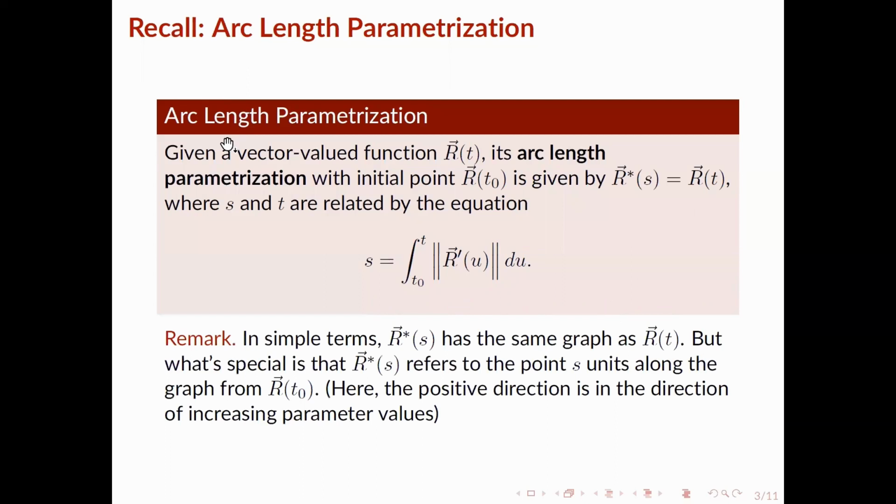So in simple terms, R star of s has the same graph as R. But what's special is that R star of s refers to the point s units along the graph from this initial point, R of t naught. So this means that s tells you how far you are along the curve from this initial point. So here the positive direction is the direction of increasing parameter values.